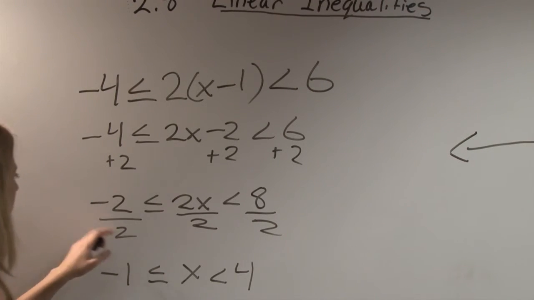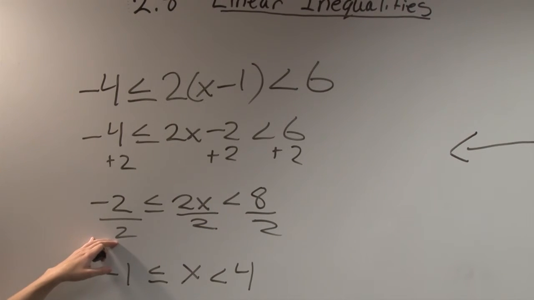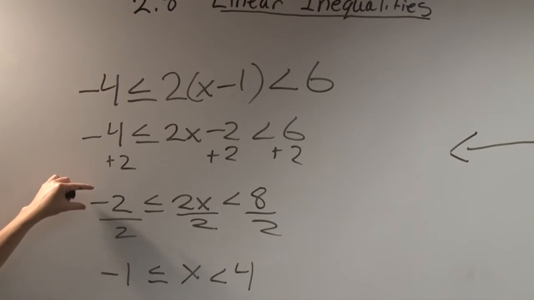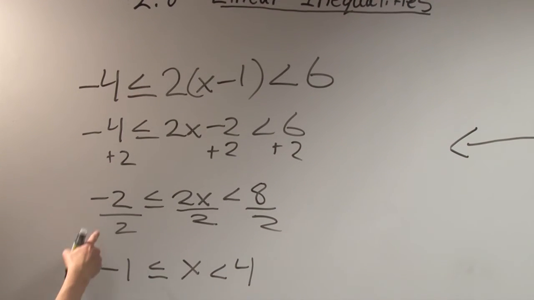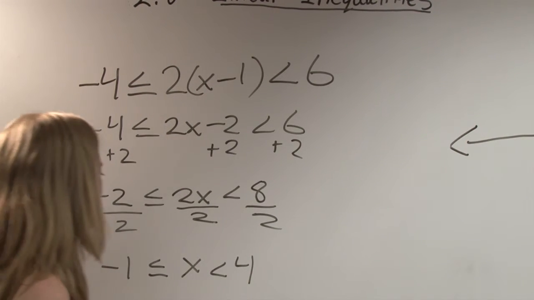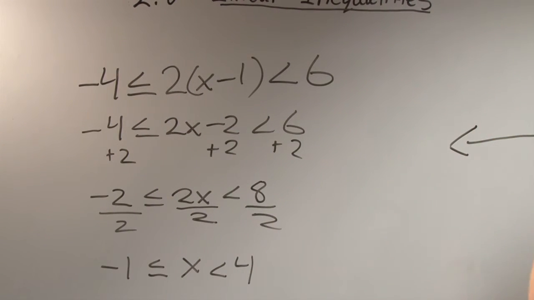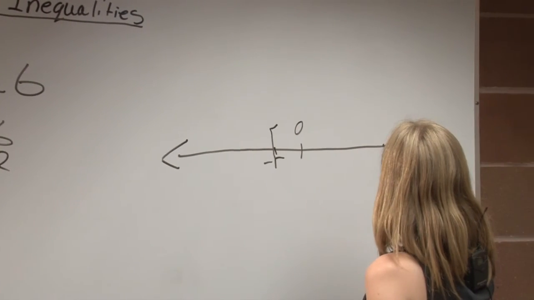Notice that if I'm dividing or multiplying by a positive number, even if the number that I am dividing is negative, it doesn't change the direction of the sign. It would only be if the 2 down there was negative that I would have to flip signs. So this one is going to look like, here's -1, and here's 4.